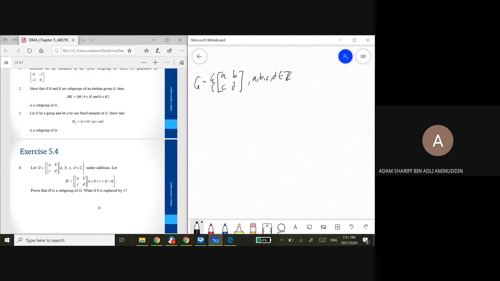Okay, tutup. The binary operation is under addition.